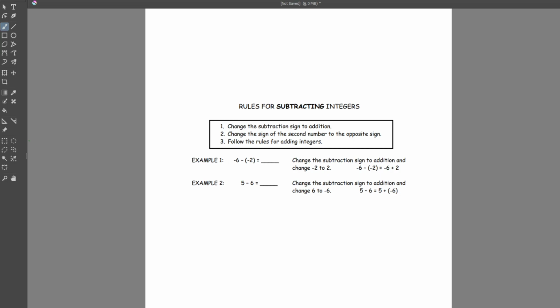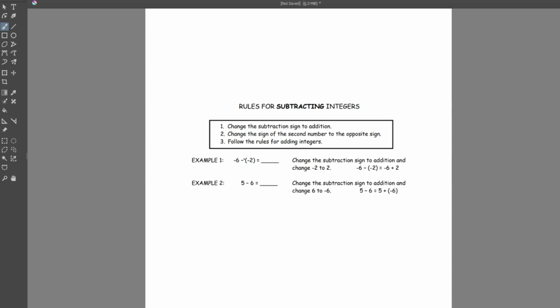Hey, what's up, everyone? So now that you've learned how to add integers, we're going to look at how to subtract integers. And if you have already mastered the addition of integers, then this should be extremely simple for you. So the only difference is that we're going to have to change the subtraction problem into an addition problem. So let's look at this first example, example number 1.